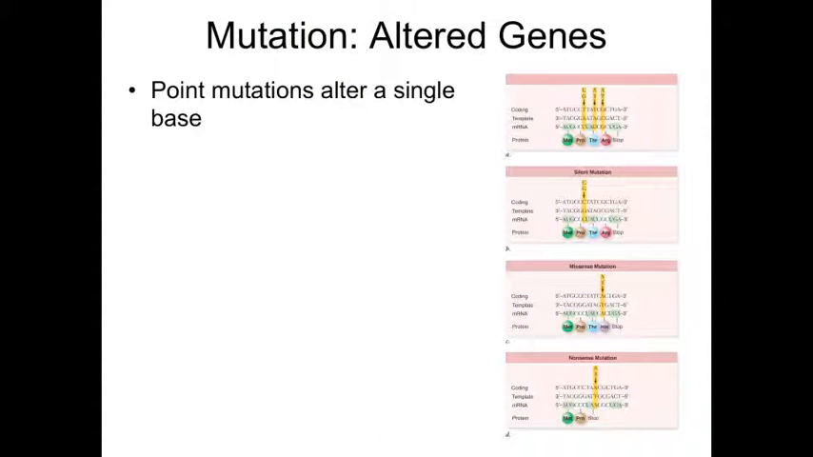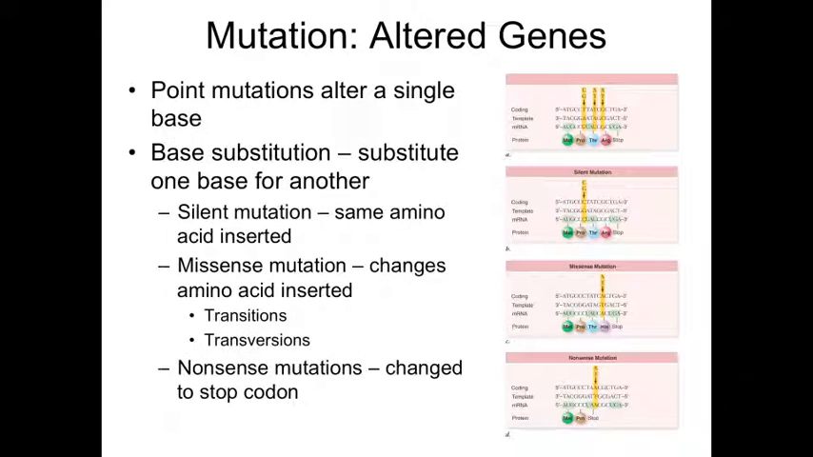Let's take a moment now to look at mutations. Mutations are altered genes. Point mutations alter a single base. We can have a number of different point mutations. In base substitutions, we substitute one base for another base. You can see that each of these different substitutions has a different effect.